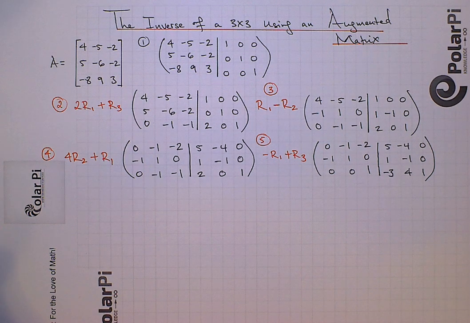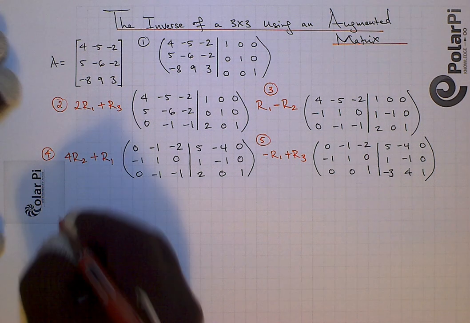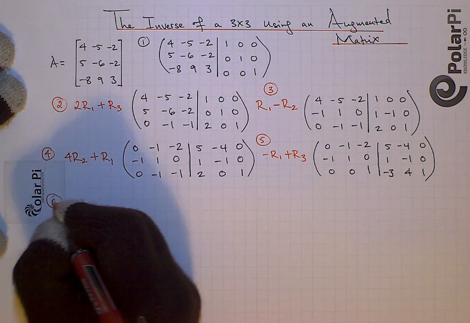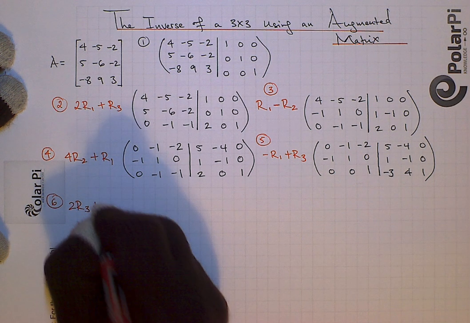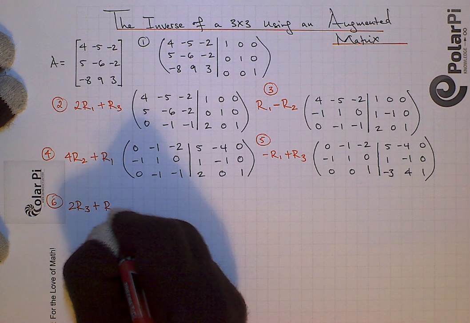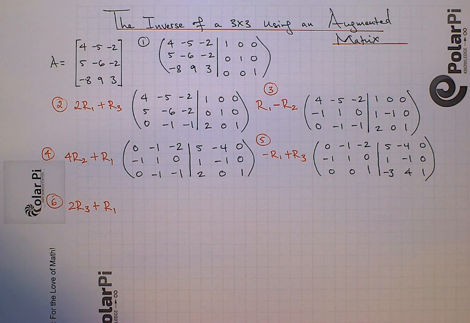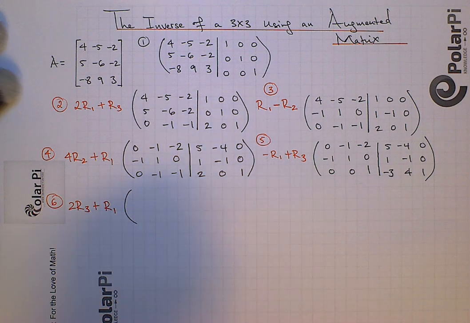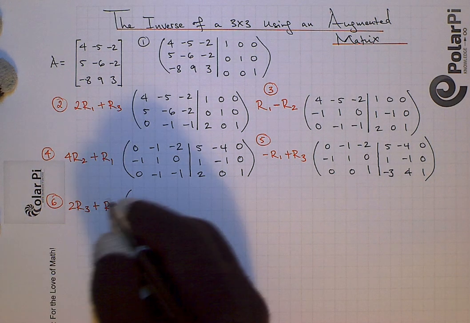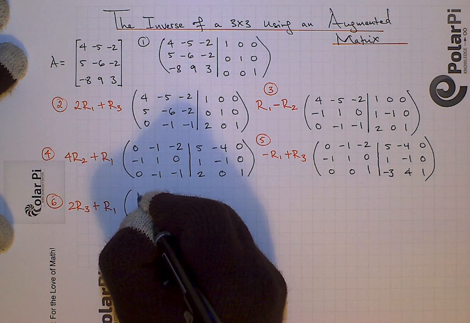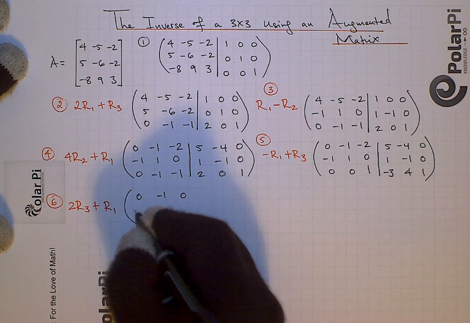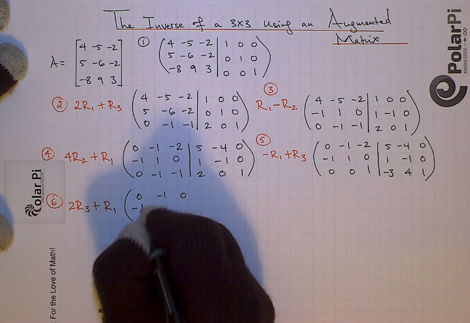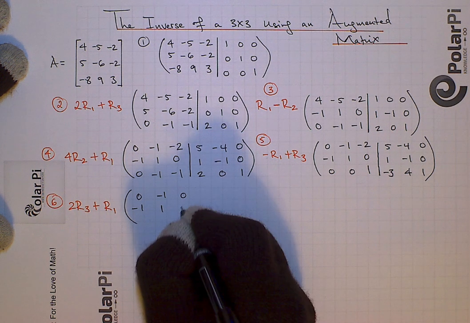So a lot of moves, huh? So next, let's do number 6 to be 2 times row 3 plus row 1. And this is going to change row 1, right? Okay, cool. We've been through this before. So right away, we've got to pay attention. And what will happen is 0, negative 1, 0. And the others are unaffected. So negative 1, 1, 0.